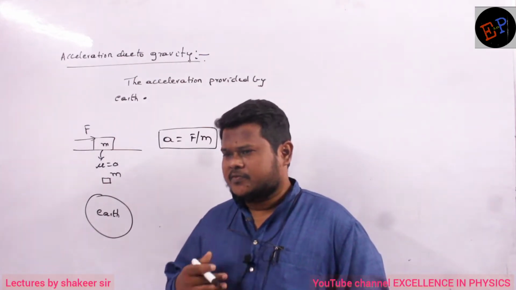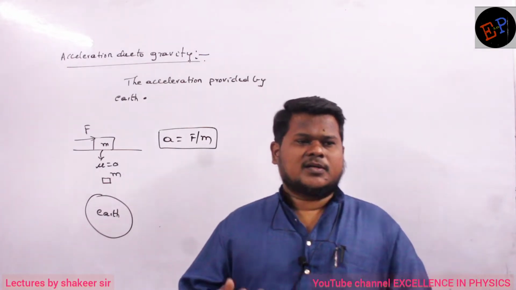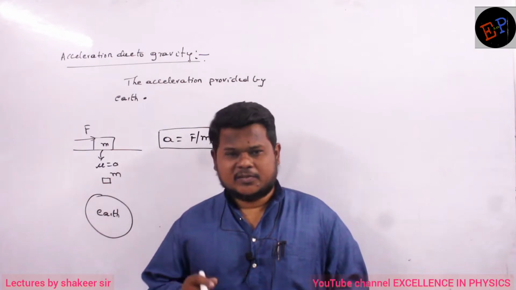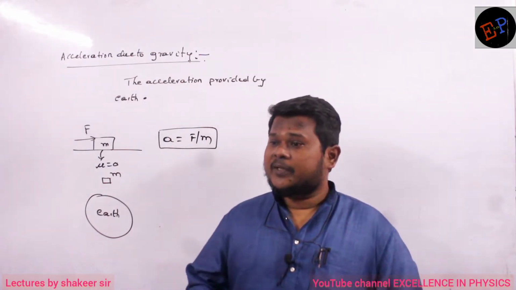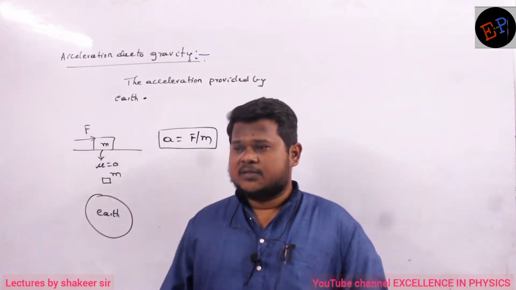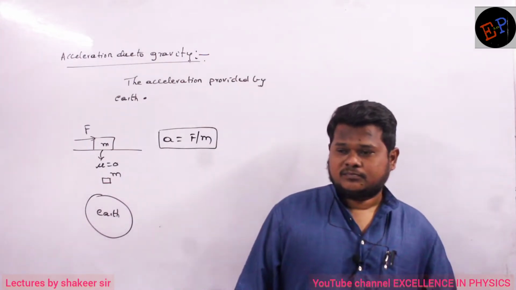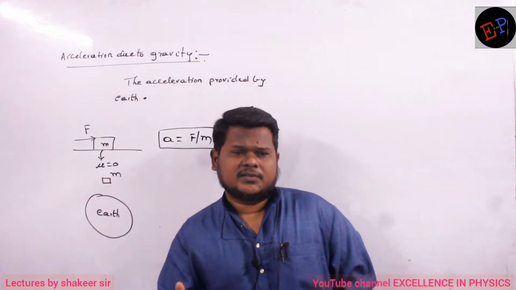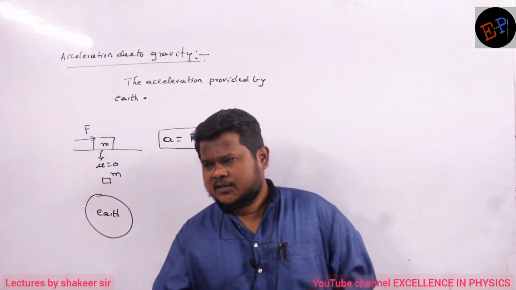We human beings have some mass, no? For example, my mass is, let us call it, 70 kg. Then what is the force with which Earth is pulling me? Earth is pulling me with a force of 700 newton. How did I get this 700 newton? By multiplying with the g value. So m multiplied by g gives the weight of the body.